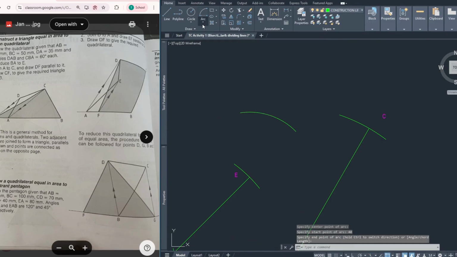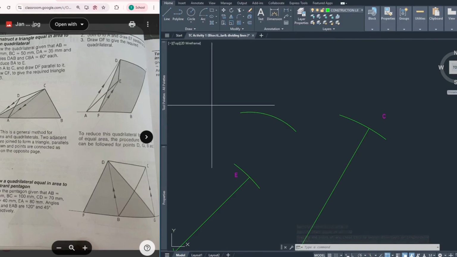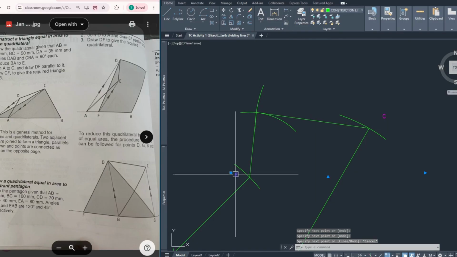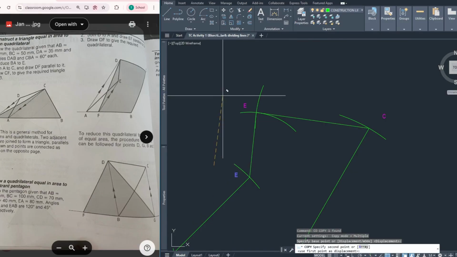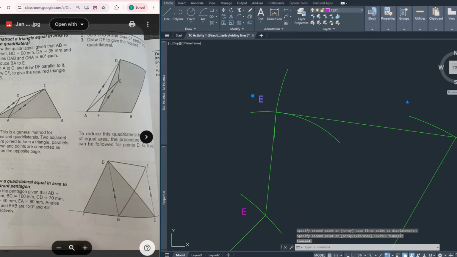All right. And then DC or CD is 70. Where they meet, you draw lines. And this is our re-entrant pentagon. All right.